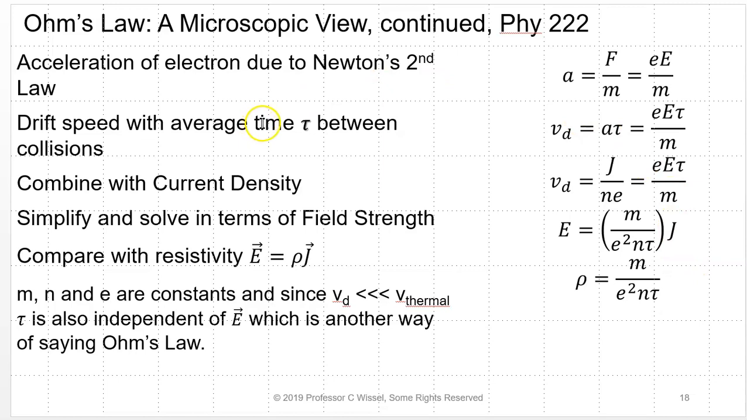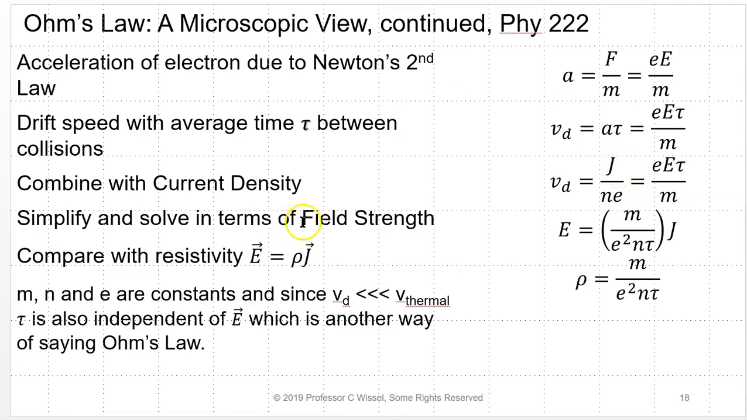Okay, the acceleration of the electron due to Newton's second law is a equals F over m, and that equals e times big E over m, the charge times the electric field over m. The drift speed with average time tau in collisions, v_d equals a tau, that's the acceleration times tau, and that is e times big E tau over m. We're going to combine this with the current density. v_d is J over n e, and that equals little e times big E tau over m, where J is the current density. That would be in terms of amps per square meter.